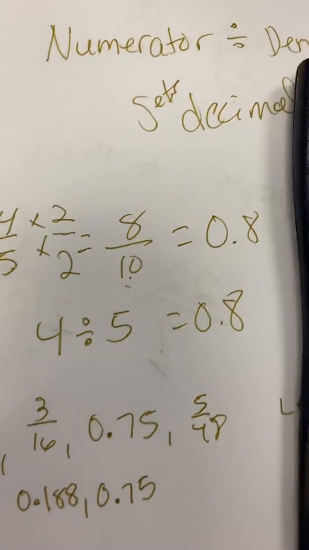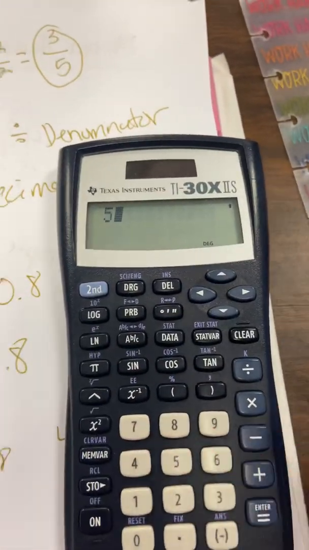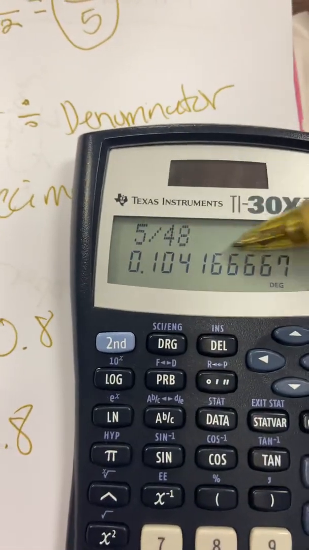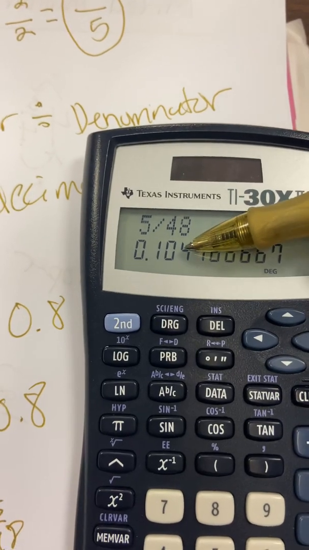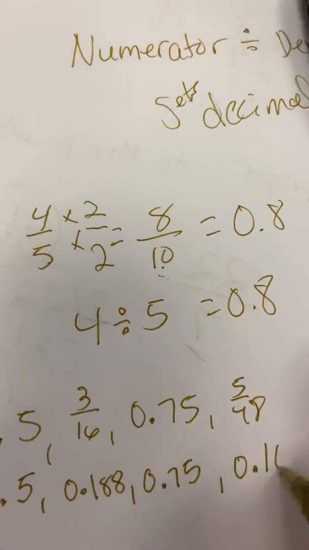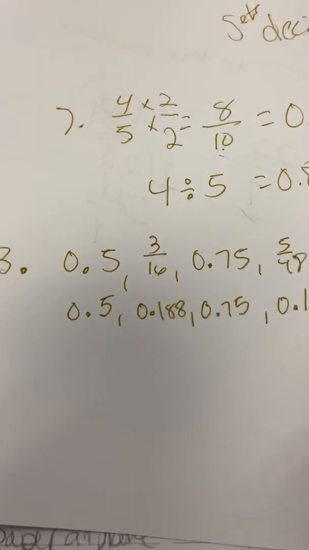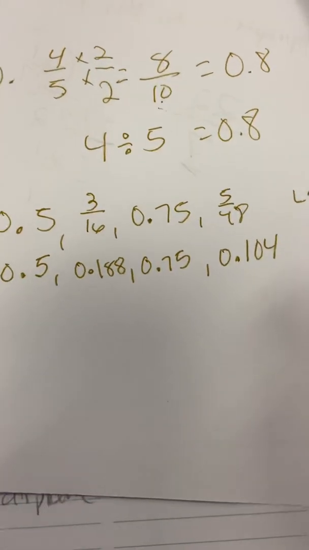And then I need to convert 5/48 into a decimal. So I'm going to take 5 divided by 48 in my calculator, and I get this long number. Again, we're rounding to the thousandths place. So 1 tells 4 to stay. So this one becomes 0.104, 104 thousandths. Okay? Now I'm going to take all 4 of these numbers and I'm going to line them up by decimal point and place value.